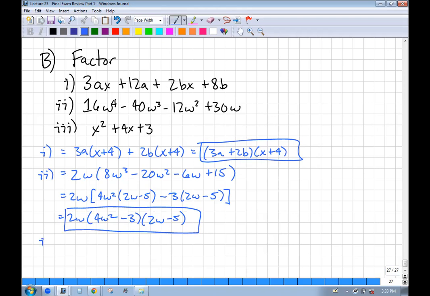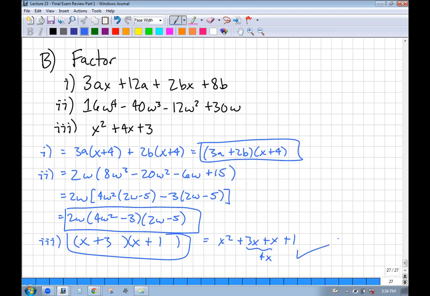And let's see, number 3. This one, I don't know if there's a lot of work we could do here. Basically, this is an eyeball method one. You put an X and an X, and you just write a 3 and a 1. I guess you could check your work: this is X squared plus 3X plus X plus 1, showing that this is 4X. So really the only work you can do here is check your work, because these you do by eyeball when there's no coefficient out front.